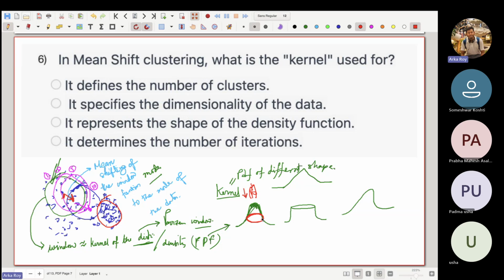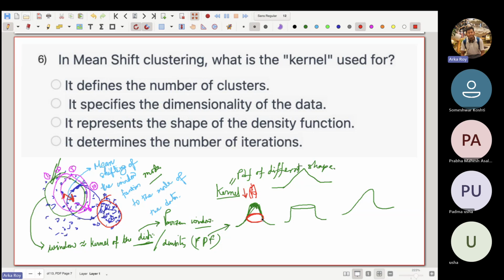So therefore, now let us see what the options are saying. It defines the number of clusters. That is not correct, because kernel basically means the window functions. Window function has no role in defining the number of clusters.